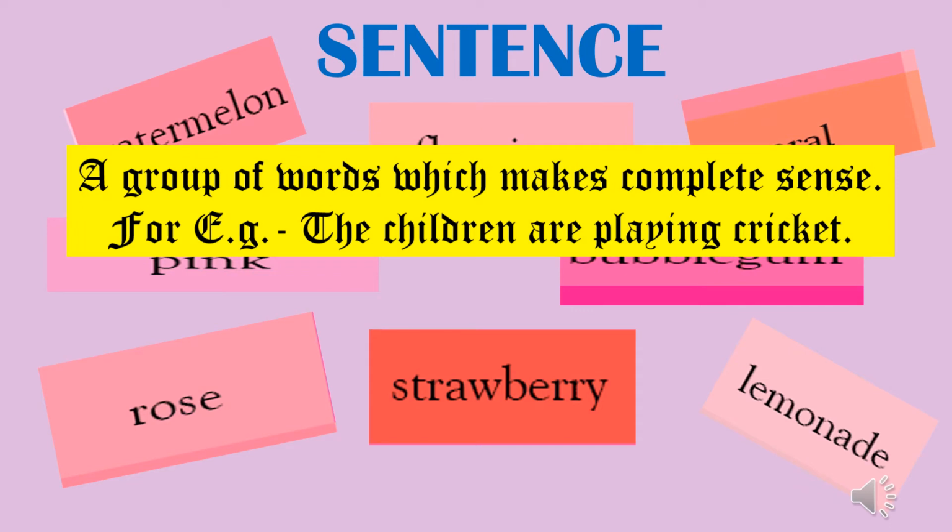Let us see an example. The children are playing cricket. In this, the children are doing an activity of playing cricket. The group of words are making complete sense to us. Thus, it is a sentence.